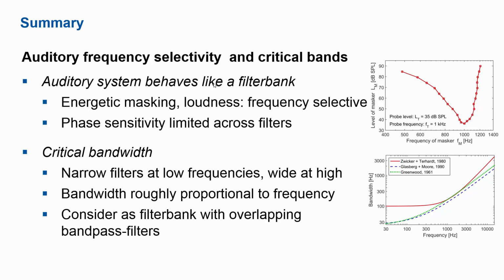The critical bandwidth can be determined in a range of experiments, from loudness to masking experiments, and we find critical band filters that are narrow in absolute terms at low frequencies and fairly wide at high frequencies. The bandwidth, at least above about 500 Hertz, is roughly proportional to the center frequency, so it increases with center frequency, and using this knowledge of the bandwidth, we can now consider the auditory system as a filter bank with overlapping bandpass filters that are as wide as 1 critical band.